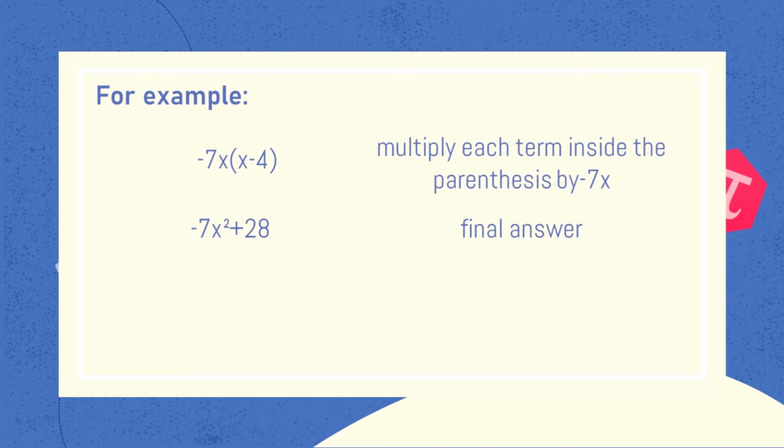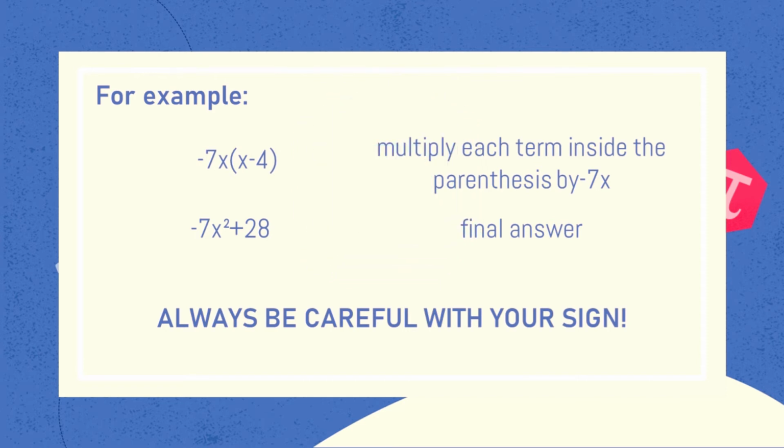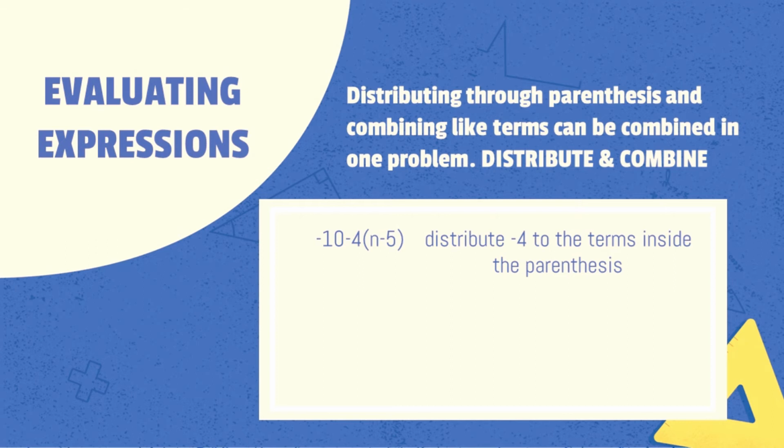So remember, always be careful with your sign. Distributing through parentheses and combining like terms can be combined in one problem. Here's an example: negative 10 minus 4, open parenthesis, n, minus 5, close parenthesis. What do we do here?